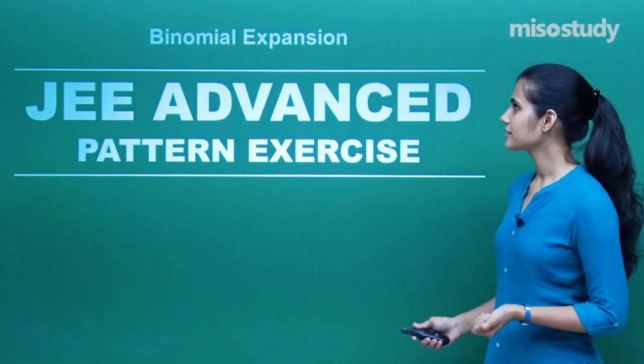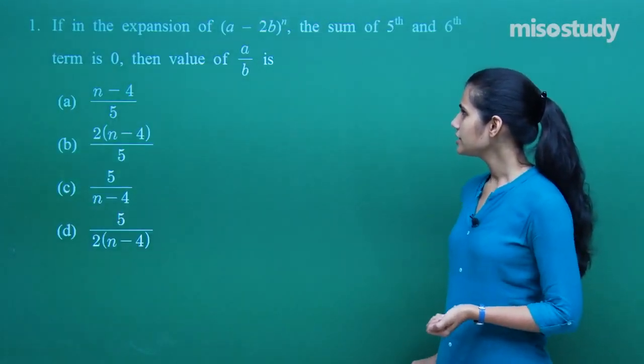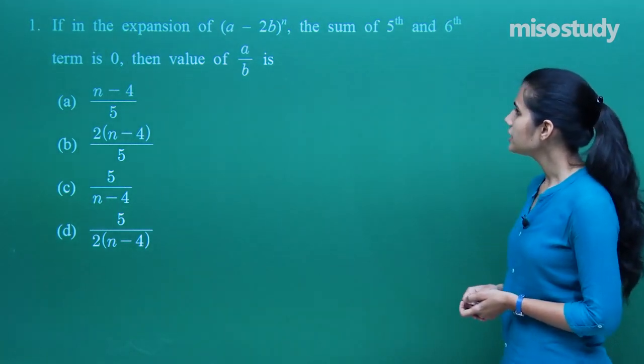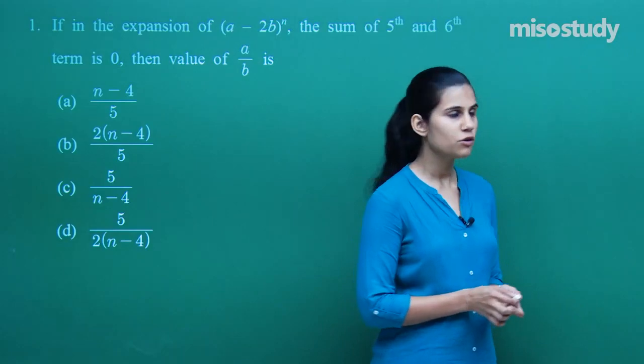Okay guys, let's begin the discussion with the questions. First question says that if in the expansion of (a minus 2b) whole to the power n, the sum of 5th and 6th term is 0, then find the value of a by b.